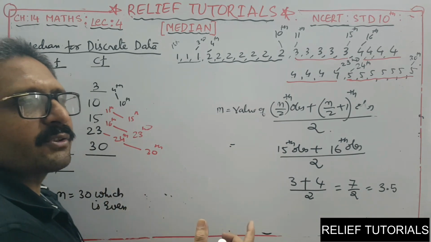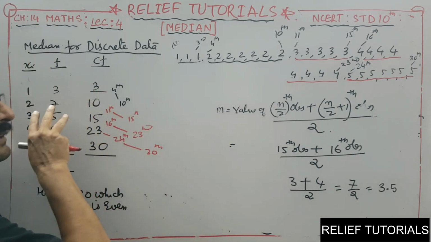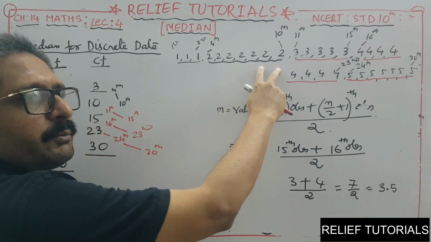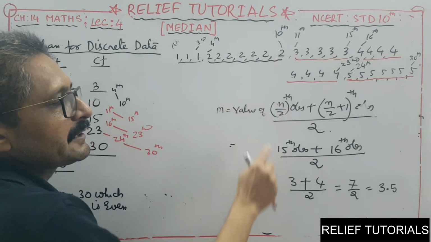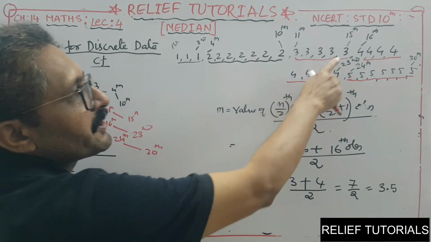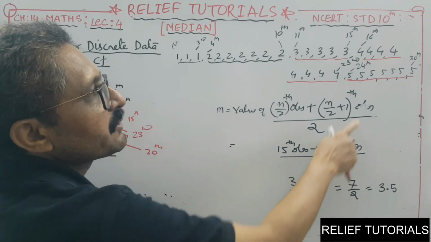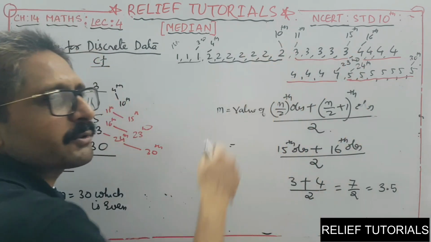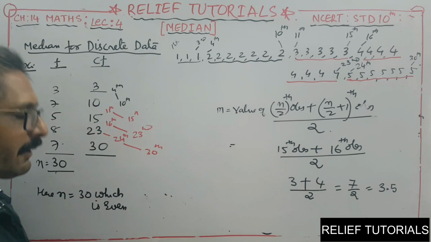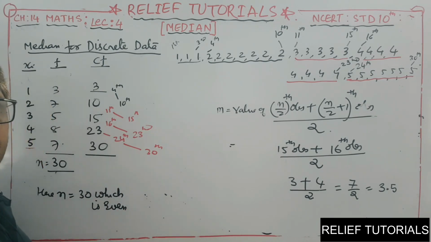So every time it is not necessary to convert this grouped data into ungrouped data and find which observation it is. The 15th observation is 3, so you will write 3. The 16th observation is 4, so you will write 4. It is not possible every time, so we will take the help of cumulative frequency.